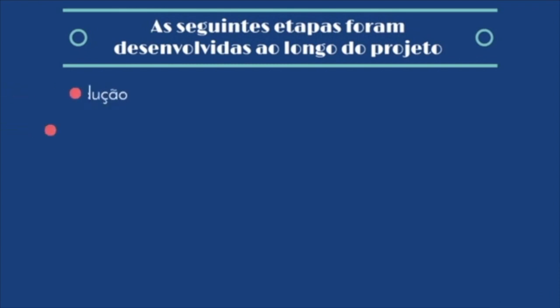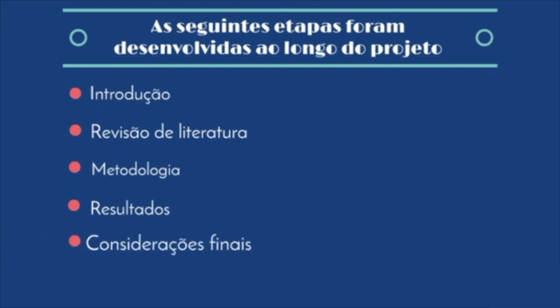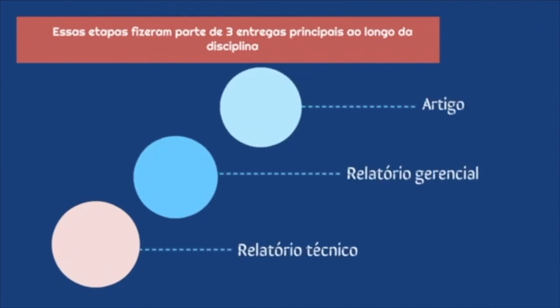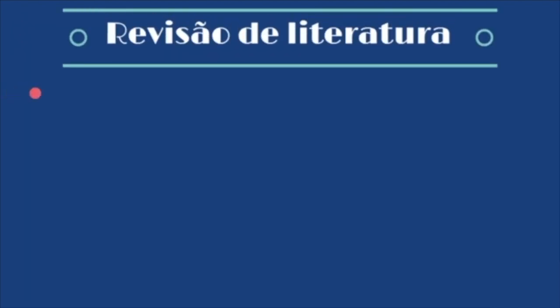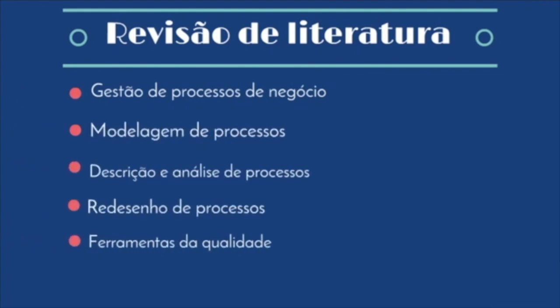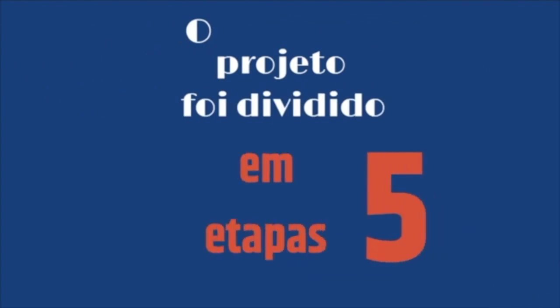Introduction, literature review, methodology, results, and final considerations. All of these steps are part of 3 main deliveries: technical report, management report, and article. In the literature review, the topics covered were business process management, process modeling, process description and analysis, process redesign, and quality tools. The methodology of the project involved 5 different steps.